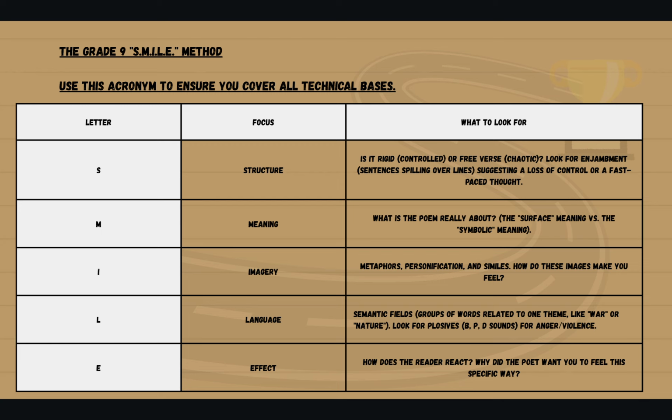Then we look at I, which stands for imagery, and here we look for metaphors, personifications, and similes. How do these images make you feel? We then look at L, which stands for language. Here we look for semantic fields, which are a group of words related to one theme like war or nature. Look for plosives, for example, B, P, D sounds for anger or violence.